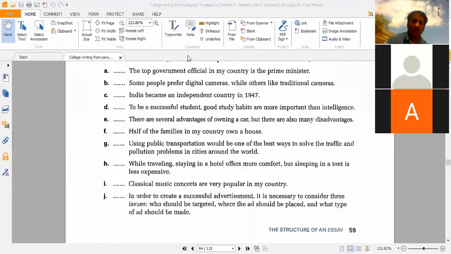So this is how we build up the thesis statements. So your thesis statement is important in the essay. So try to build a thesis statement. As I told you, when you build a thesis statement, you need to build it at the end of the first paragraph, that is the introductory paragraph.